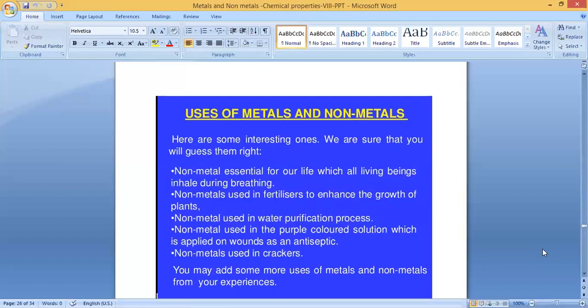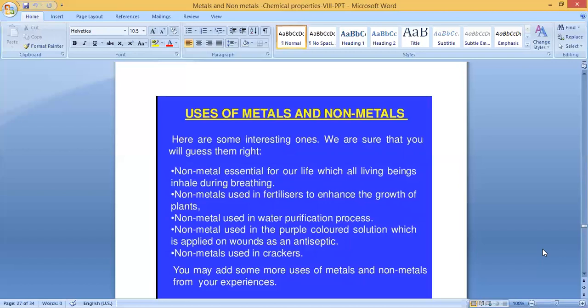Let us see. Here there are some questions they have given on uses of non-metals. Here are some interesting ones. We are sure that you will guess them right. I will tell the answers. Non-metal essential for our life, which all living beings inhale during breathing. Which non-metal do we take in during breathing? Oxygen. Non-metals used in fertilizers to enhance the growth of plants. Which are the non-metals? Nitrogen, phosphorus.